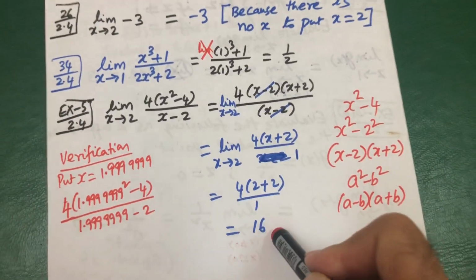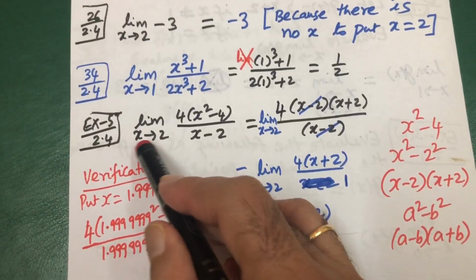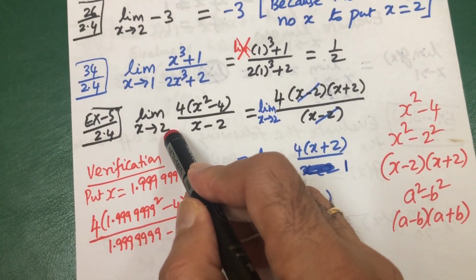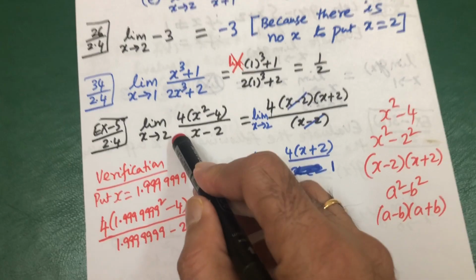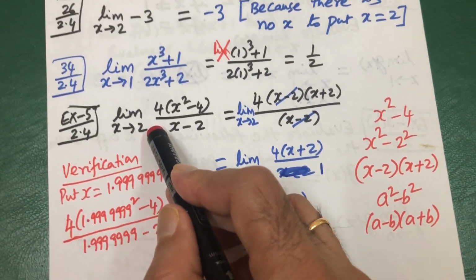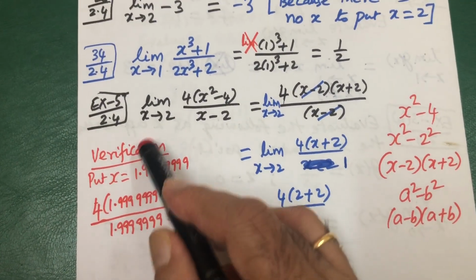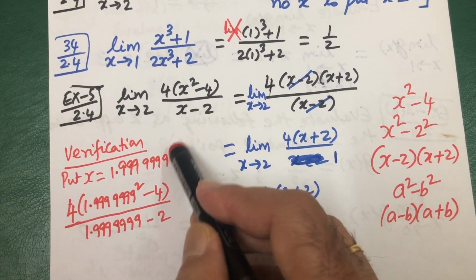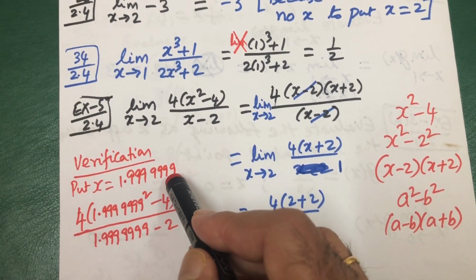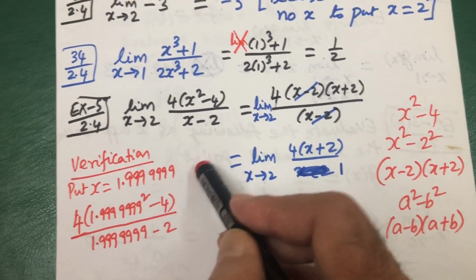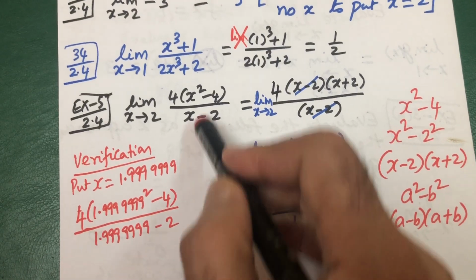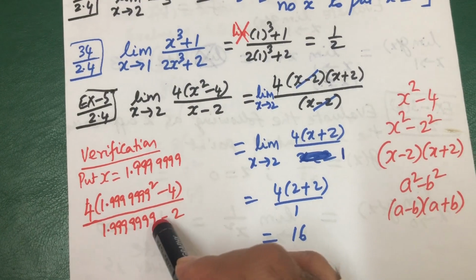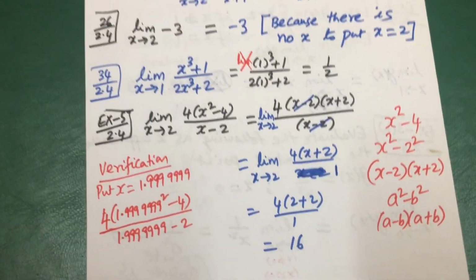Whether to verify this answer is right or not, what do you mean by x is approaching 2? X is approaching 2 means x is almost equal to 2 but not equal to 2. So what I do is in the calculator I will put 1 point, see, I put 6 nines. If you like, you can put another 3 nines. You can put as many nines as you want. 4 times 1.9999 square like this minus 4 over this, and you press equal to, automatically you will get 16.